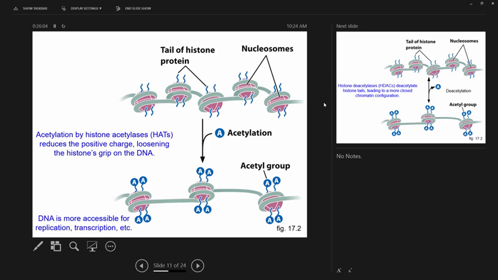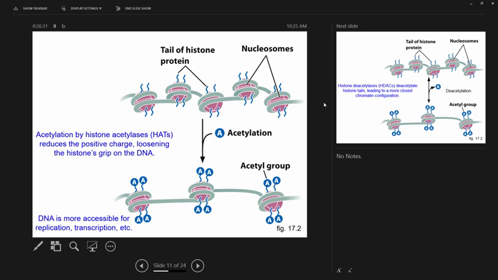So areas in the genome where transcription is actively happening are probably going to be in this open conformation. Areas in the genome where transcription is not actively happening are probably going to be up here in this closed conformation, where they should have drawn the histone tails grabbing the DNA more tightly.